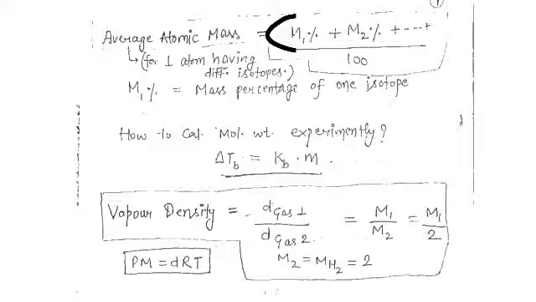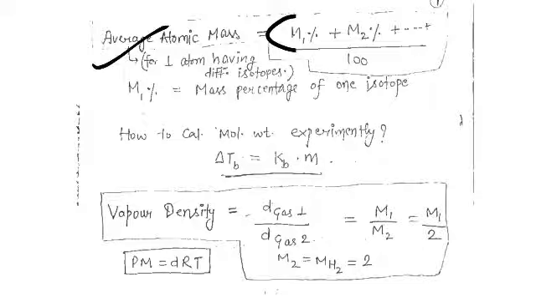If we have fluorine, then we know that there are two isotopes that exist in nature. The one is 19F and the second one is 18F. 19F means the mass is 19 and 18F means the mass is 18. So in this case, how are we going to determine the average atomic mass of the fluorine atom? We use this formula, and by using this formula, we just put the percentage abundance.